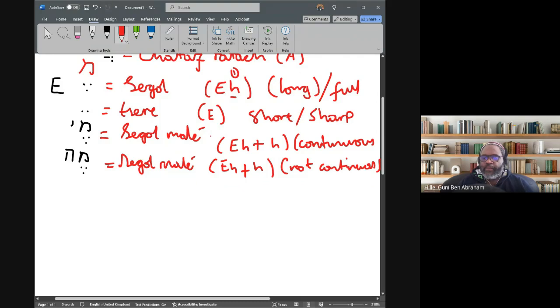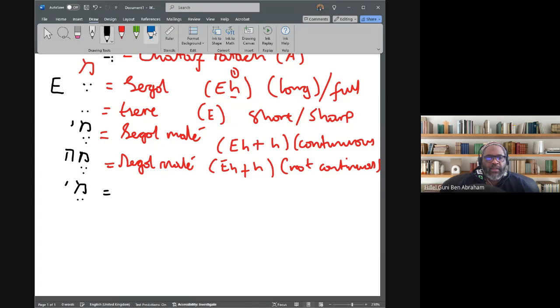And then we have tsere male. So here's our tsere, which are the two sounds. And then we're going to use mem again. So this is tsere male. It also has a long and continuous me sound.